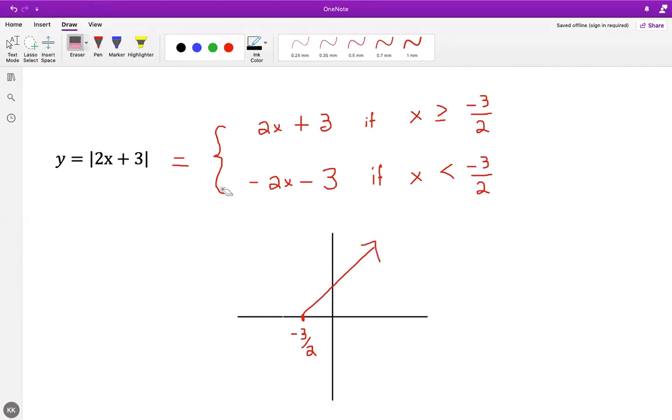Don't forget we also have the second piece, y equals negative 2x minus 3 when x is less than negative 3 over 2. Same thing for this one: we plug x equals negative 3 over 2 into negative 2x minus 3, and it gives me a y value equal to 0. For x less than negative 3 over 2, we have a negative slope. So for every x value less than negative 3 over 2, we have a negative slope. And this would be my final graph for the absolute value of 2x plus 3.